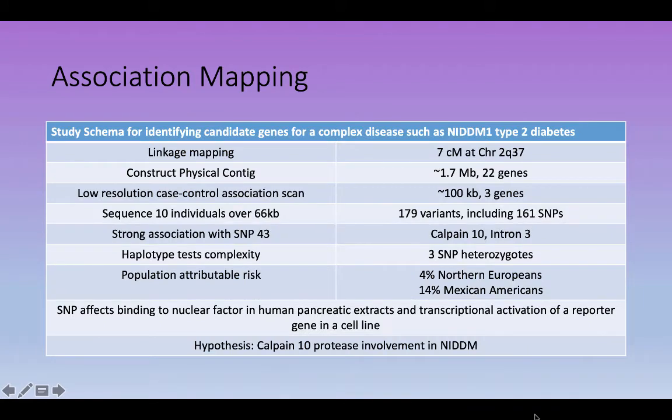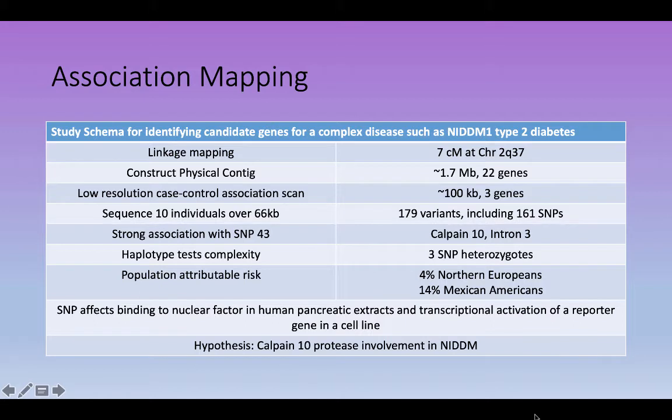So let's think about how we've identified some of the main candidate genes for a complex disease such as type 2 diabetes. When looking at a gene like NIDDM1, a lot of work has been done. First we start off with linkage mapping, and we found about 7 centimorgans on chromosome 2 that look promising. That's still a big section of the chromosome. Then we could construct a physical contig of that region, sequence it, and find there are about 22 genes there.